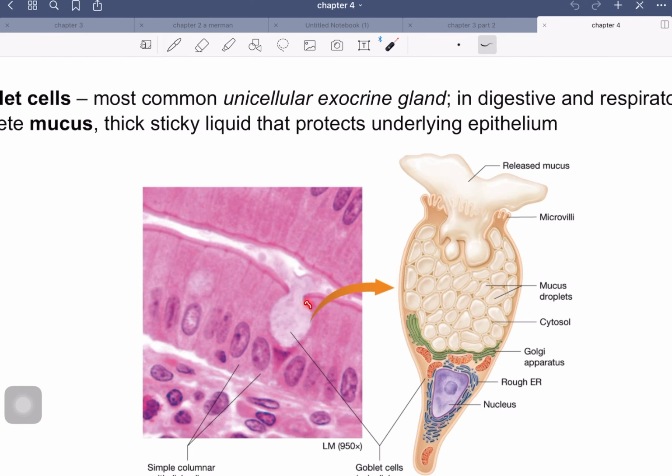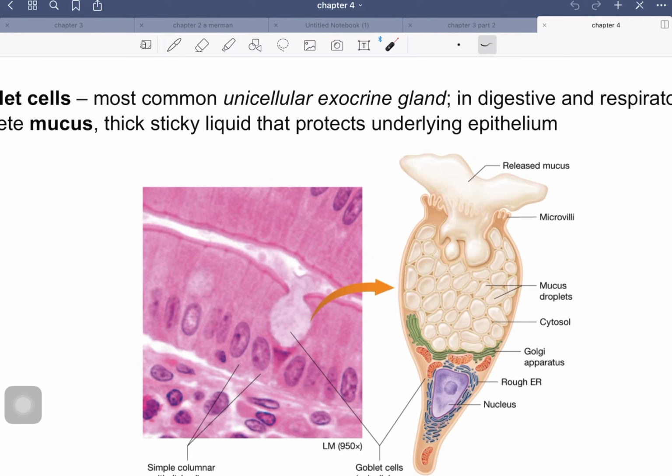When you look at them histologically, someone imagined that they kind of look like a goblet. That's how they got their name. And look, you can see that they're full of mucus. You can see that the material inside the goblet cell is quite different than anything in the neighboring cells. And you can also see that it opens to the outside world in this view.